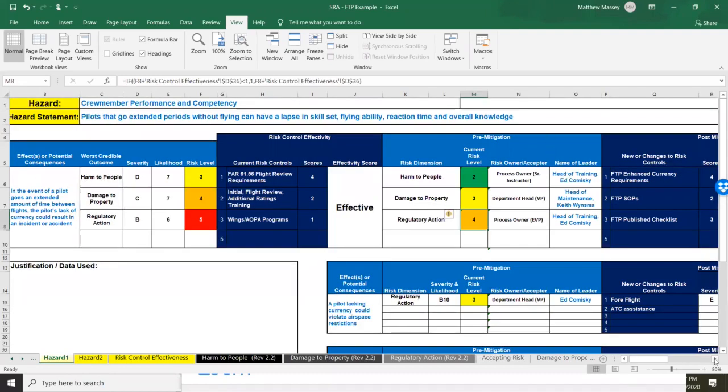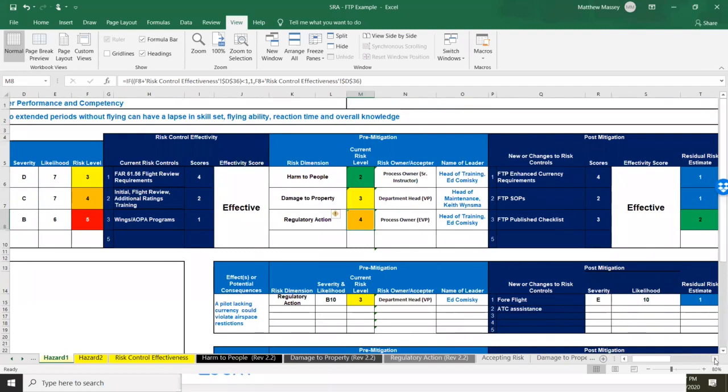So then we look at what does FTP do to even further lower the risk of being not current and having something bad happen. Well, FTP puts in those currency requirements, right? They make us fly at least once every 60 days. Then we have our SOPs that we have to follow, and we have published checklists. So when we look at this, we actually end up with an effective risk score. So we drove this because of risk controls, because of those layers of Swiss cheese. We drove it from worst case scenario, red 5, death, all the way down to a 2, which is a very acceptable minimal risk score.